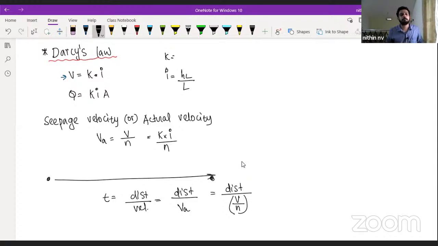Hope you know these things. If you don't know, no problem. You can just comment in the comment section. We can discuss that in the geotechnical session. We will meet again for the geotechnical score booster session also.